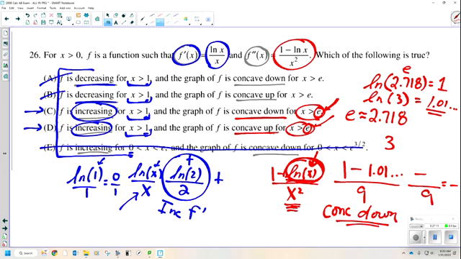Because my second derivative is negative, I don't want it concave up. It's not this, D. My answer is choice C. Comparative. You've got to compare these.